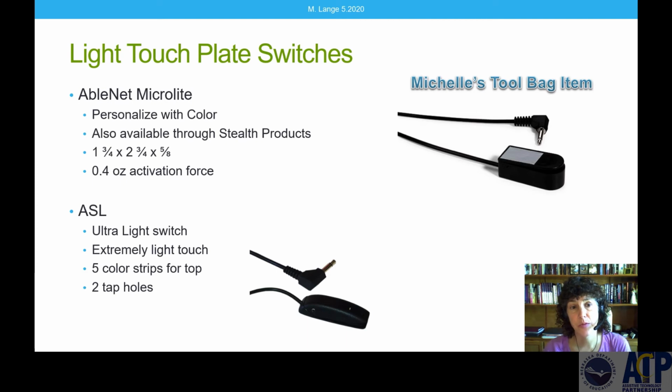We then have some plate switches that are designed to be activated with very low force. The first is the Microlight, and this is one of my tool bag options again because I do use the Microlight quite a bit when I need a very sensitive mechanical switch. You can personalize the top of this, so where that silver sticker is, you can change that out. Again, that really is helpful if the client needs to use more than one switch to differentiate between the two. It's available through AbleNet, through Stealth Products, and a few other companies sometimes resell this switch as well.